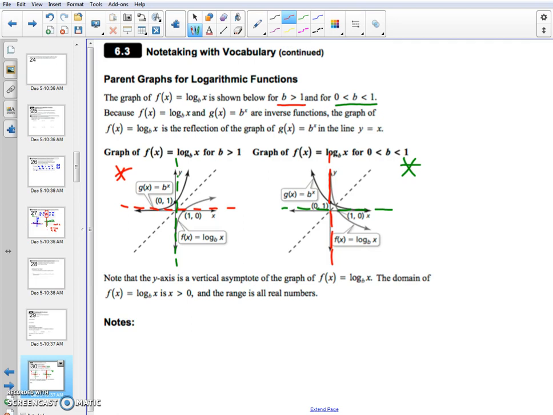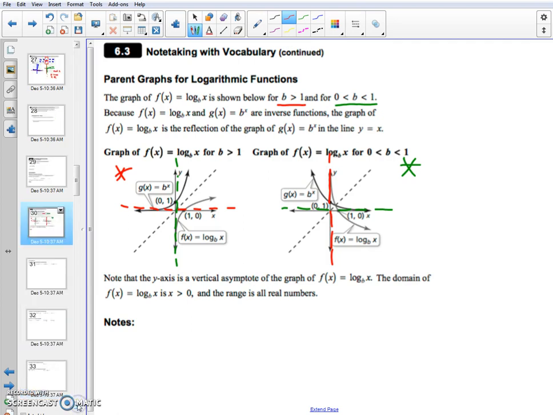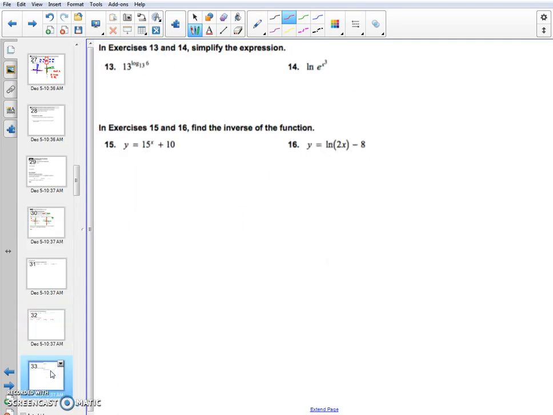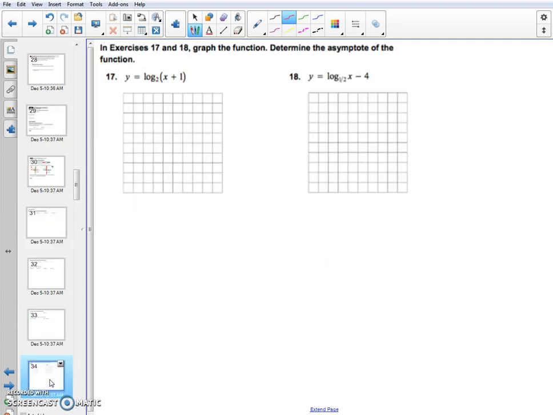All right. So we are next going to go to the next page here to some of the extra practice. And I want to go to the bottom of page 168 then, numbers 17 and 18. Okay, so we're going to graph some log functions.